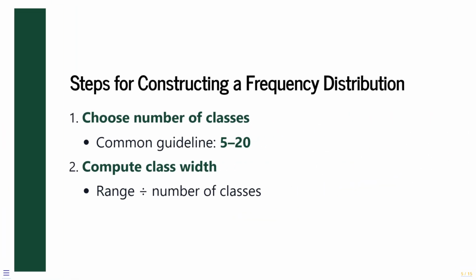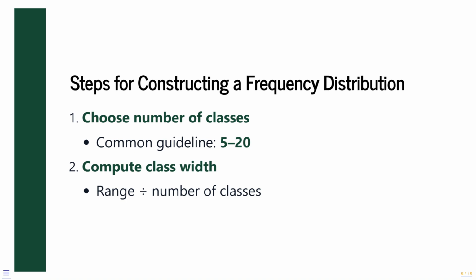Steps for constructing a frequency distribution. Step 1. Decide on the number of classes. A common guideline is to use between 5 and 20 classes. Fewer classes may oversimplify the distribution, masking important features such as skewness or multiple peaks. Too many classes, on the other hand, can make the distribution appear noisy and obscure the overall pattern.